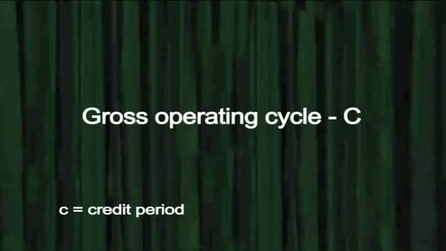Now, we know that from gross operating cycle, we have to subtract C. C means the credit period which is given by the suppliers to us, and we know that this period is 30 days. So, 115 minus 30 days will give us the net operating cycle period as 85. Now, this 85 is showing us the figure of net operating cycle.